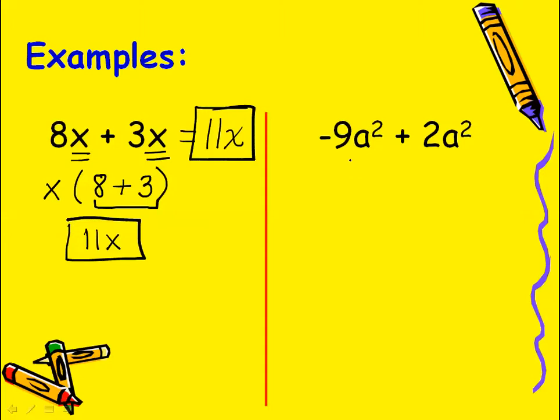So in looking at our second example, since both of these have a variable factor of a squared, we simply combine negative 9 plus 2. So negative 9 plus 2 is negative 7. So this simplifies to negative 7a to the second power. You leave the variable terms the same and simply combine the numerical coefficients.